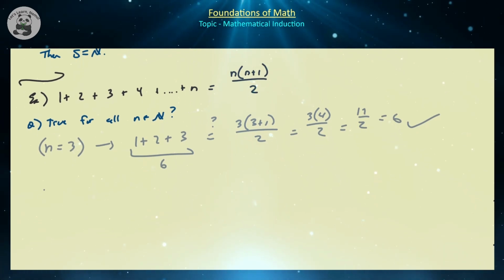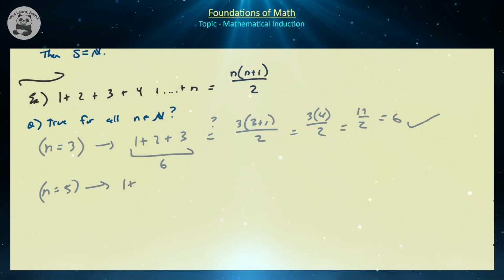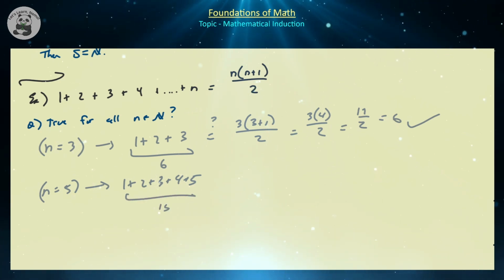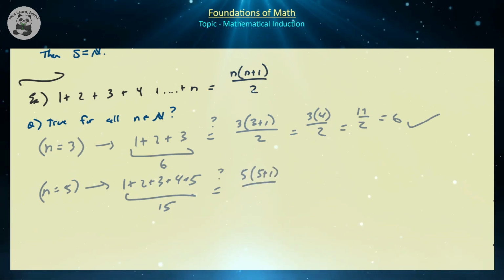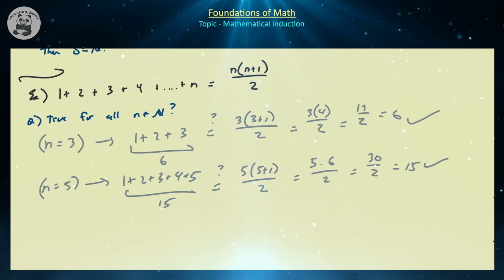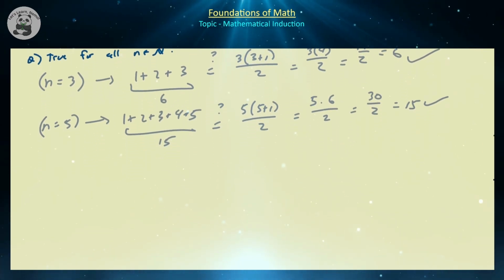Let's try a couple other numbers. For example, n is equal to 5. So when n is equal to 5, what do we have? We have 1 plus 2 plus 3 plus 4 plus 5. So we have 1 plus 2 is 3 plus 3 is 6 plus 4 is 10 plus 5 is 15. So we have 15 on the left-hand side. So is this really equal to 5 times 5 plus 1 divided by 2? Well, that's just 5 times 6 divided by 2, which is 30 divided by 2, which is equal to 15. So it works for n is equal to 3. It works for n is equal to 5.